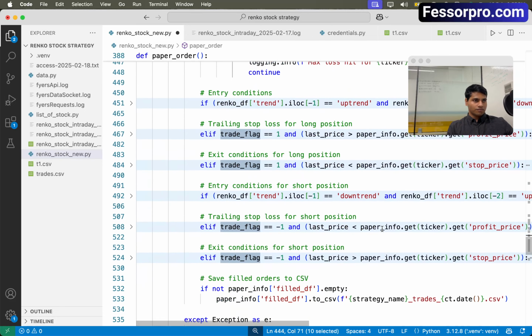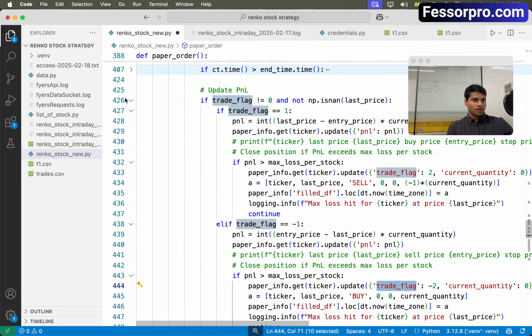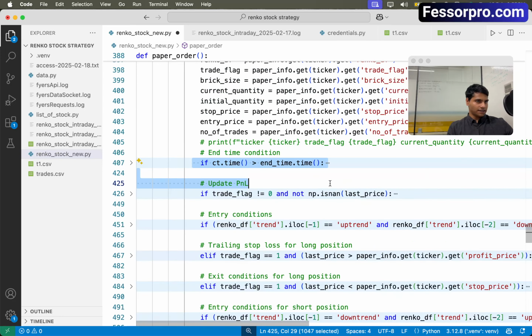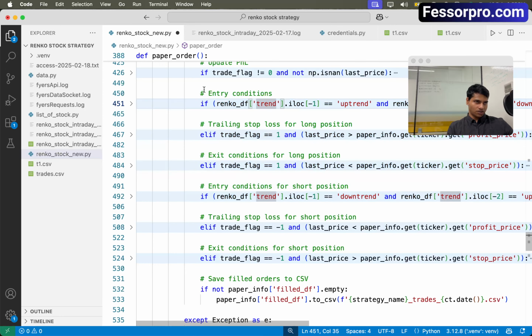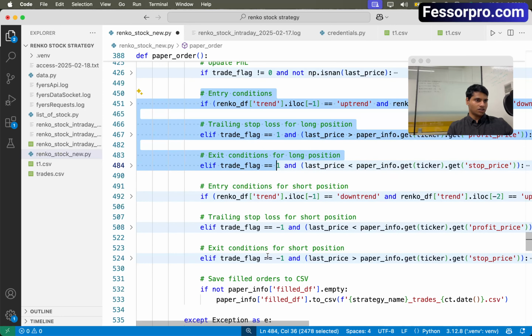Now, this was the side part. That is the exit condition and the PNL condition. Now, this is the main code, which is checking all the conditions. So I have a total of 3 conditions for long and 3 conditions for short.